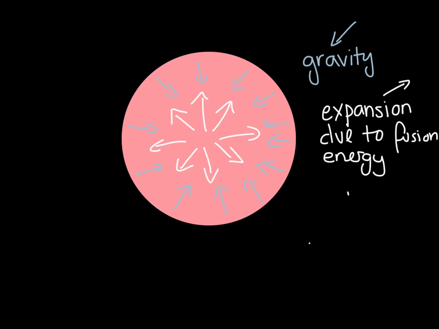So the collapse that wants to happen because of gravity is balanced out by the expansion due to the energy released from fusion. Now, as long as those two forces are balanced, the star is stable, it will stay the same size, and we say it is in the main sequence. If for some reason one of these forces changes, so maybe the energy released from fusion changes, then the forces won't be balanced, and we will move on to a different step of the life cycle.